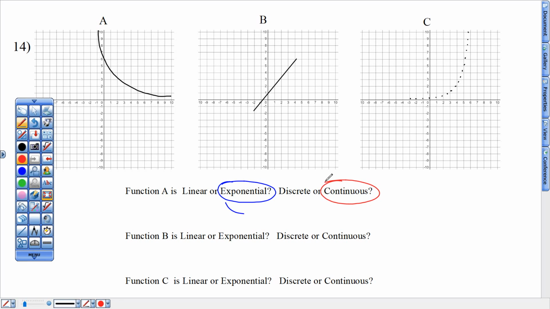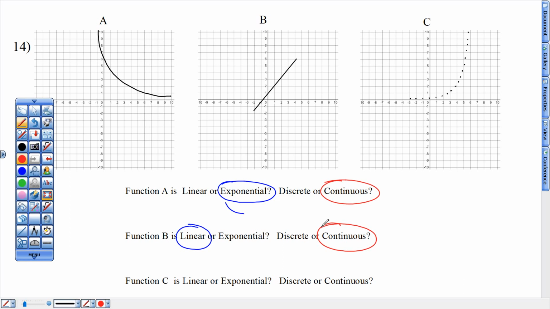Only dots has discrete. All right, next one. Linear or exponential. Exponential is curvy. Linear is straight. So this one for B, definitely straight, linear. All right, next category. Discrete dots or continuous no dots. There's no dots here. So that for sure is continuous.